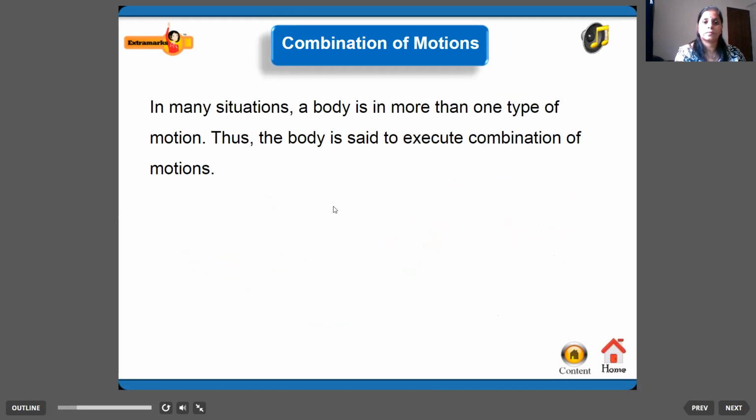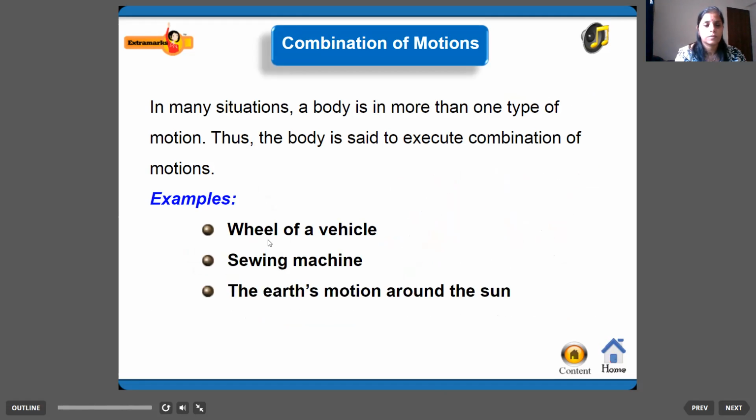In many situations, a body is in more than one type of motion. Such a body is said to exhibit a combination of motions. When one object is showing more than one type of motion, it's not necessary that it will show only one type of motion. It may show different types of motion.